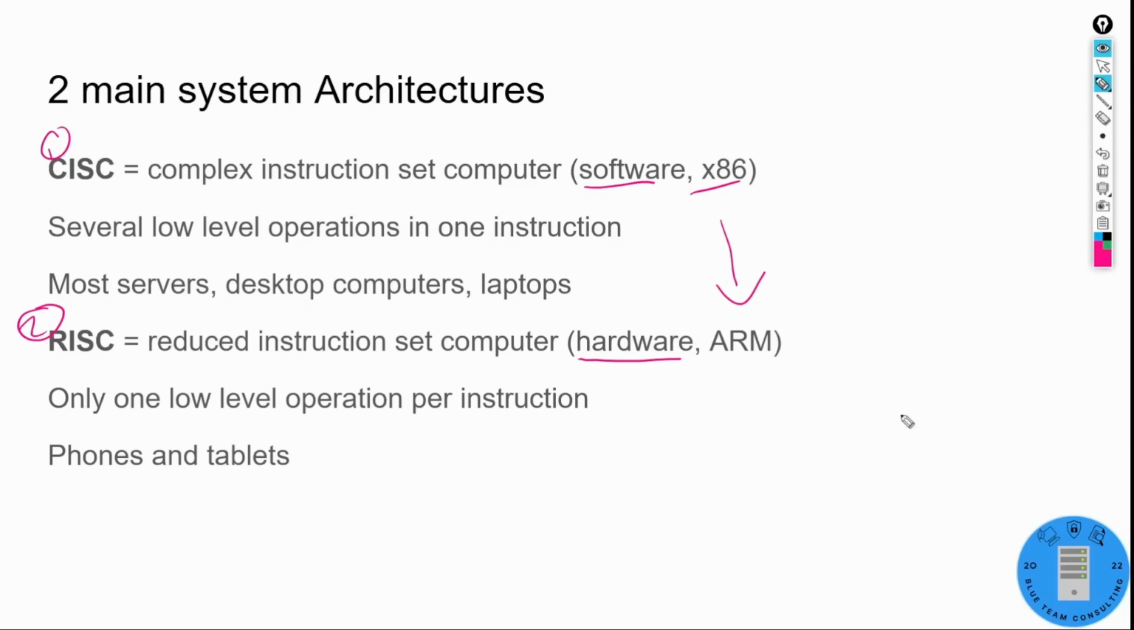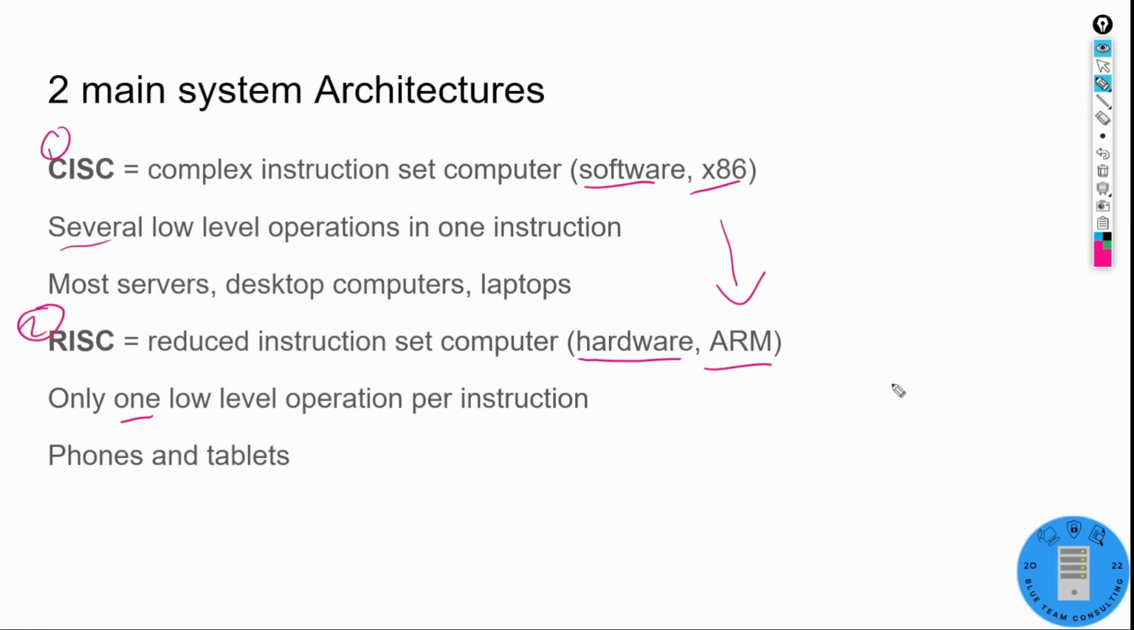When you go into RISC, this stands for Reduced Instruction Set Computer, and we're dealing with ARM architecture instead of x86. This is only one low-level operation per instruction, where this is several. And when we think of RISC-based architecture, we think of Android and tablets and our phones.